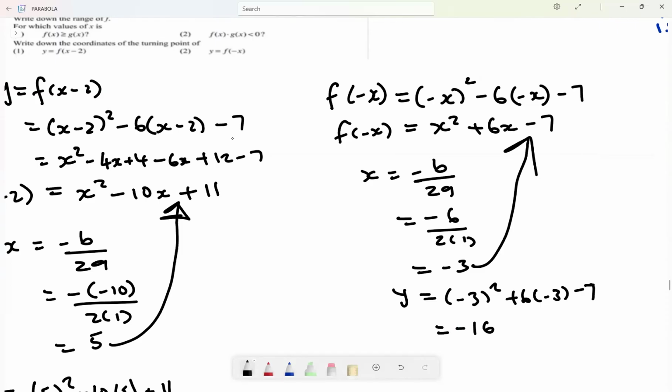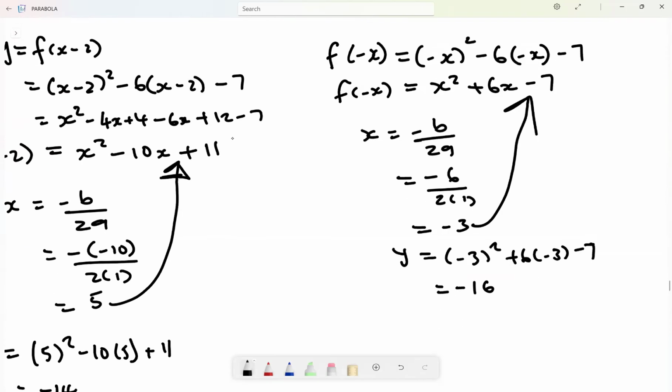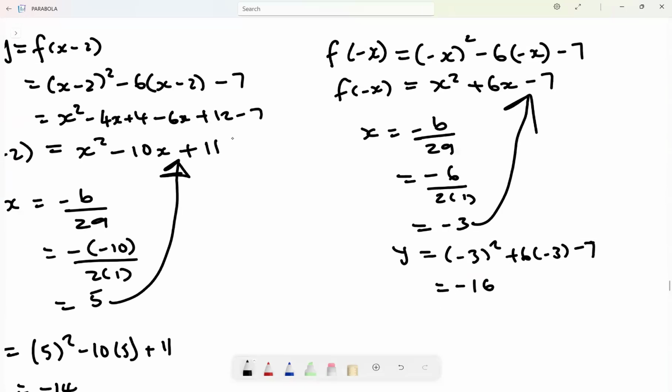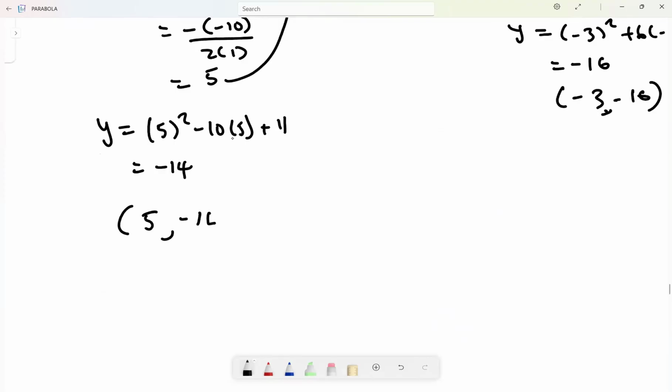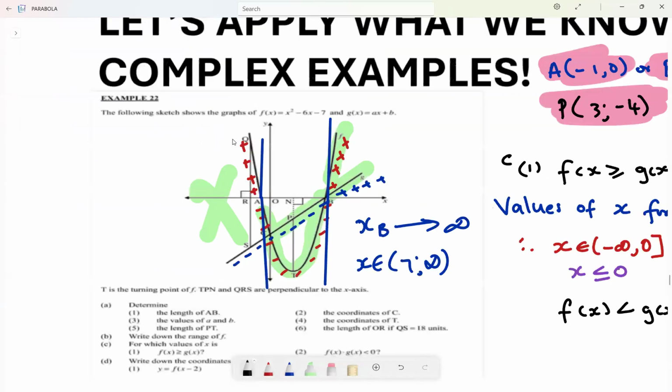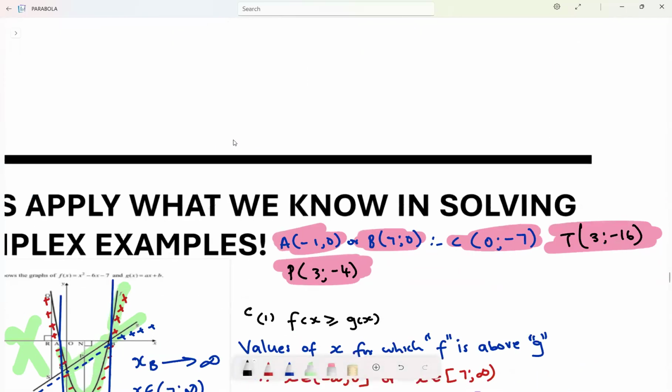Why is it the same as this one? Let me see. Oh, yeah, it's this. Plus 6x minus 7. Negative b divided by 2. Okay, it's this. And when I substitute here, yeah, it's negative 16. So the coordinate is negative 3, negative 16. Here the coordinate was 5 and negative 14. So yes, that's all from me on how to apply using this part.